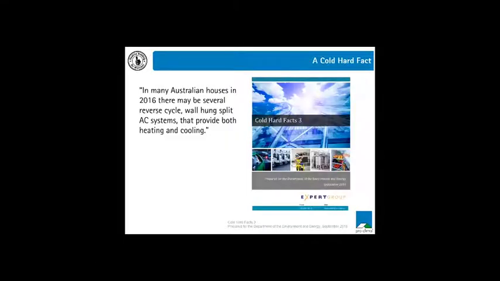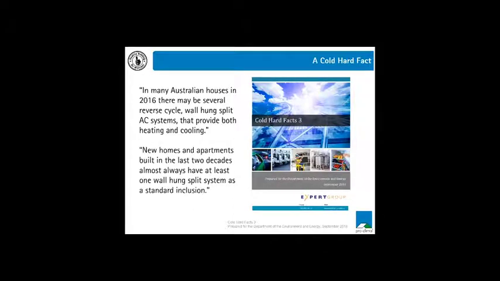Again, I'd like to draw your attention to this report, which is Cold Hard Facts number 3. And a cold hard fact that you need to know is that in many Australian houses in 2016, there may be several reverse cycle wall hung split AC systems that provide both heating and cooling. This report also goes on to say new homes and apartments built in the last 2 decades almost always have at least one wall hung split system as a standard inclusion. So basically 100% of new builds are having air conditioning, and reverse cycle air conditioning at that. So they've got heating and or cooling.